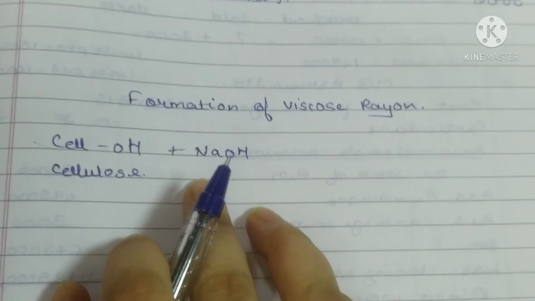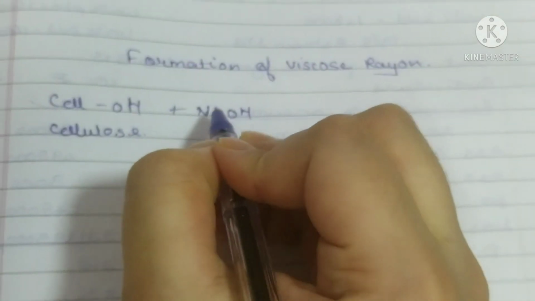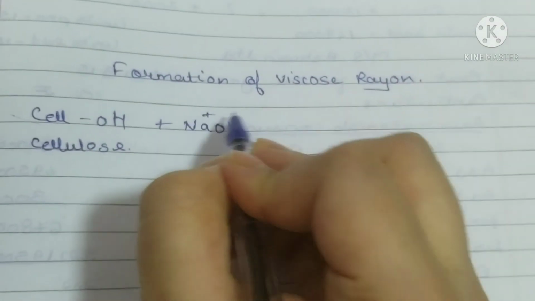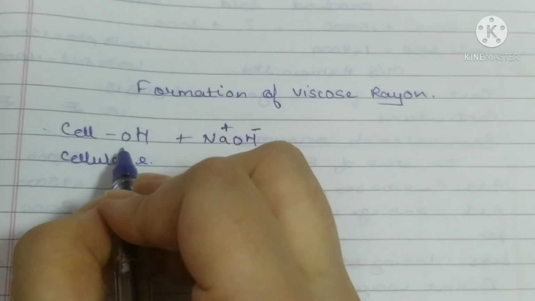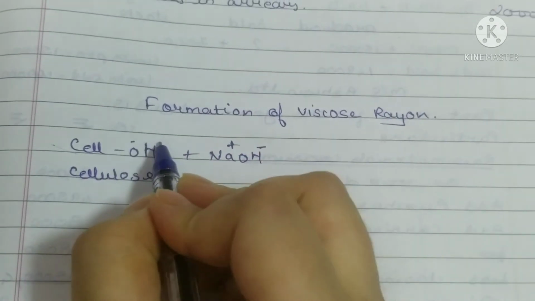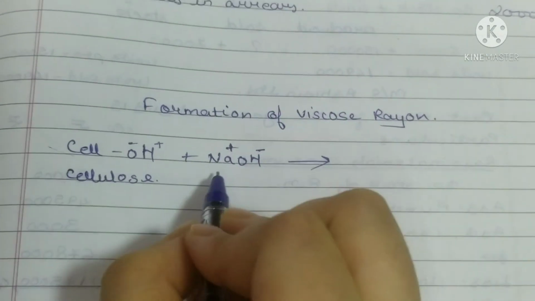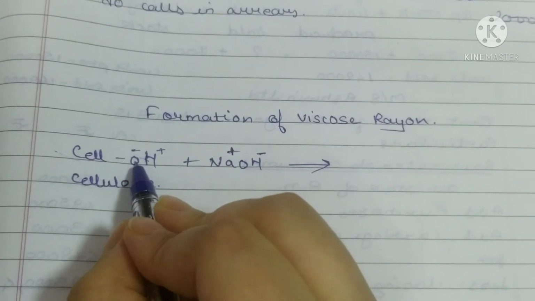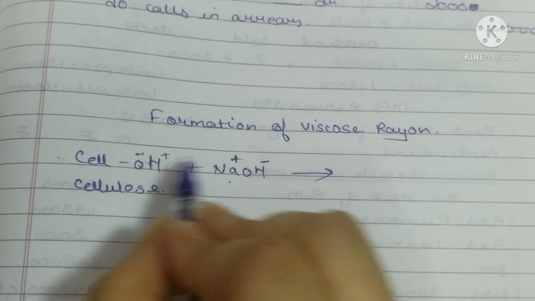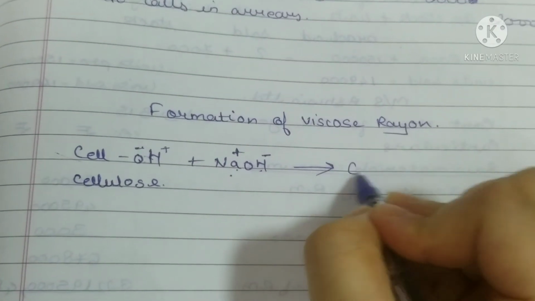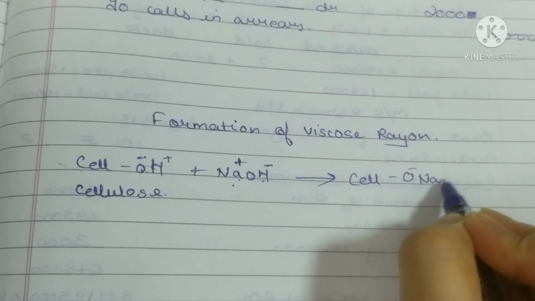NaOH, that is sodium hydroxide. If you look at sodium hydroxide, Na has a plus sign and OH has a negative sign. In this OH, O is negative and H is plus. So what is going to happen here? This is minus, so it will go along with the positive. This is plus, so it will go along with the negative. So cell O is minus, and Na is plus, so you will get cell O minus Na plus.